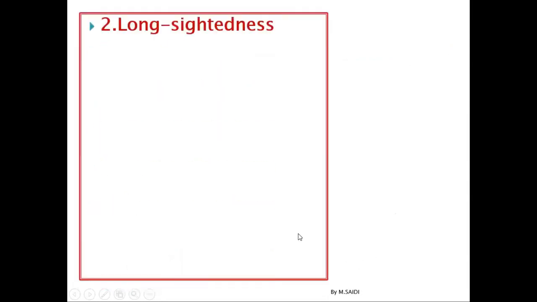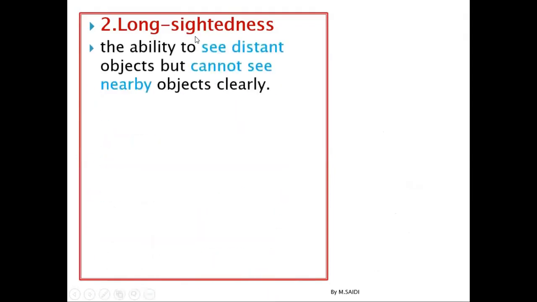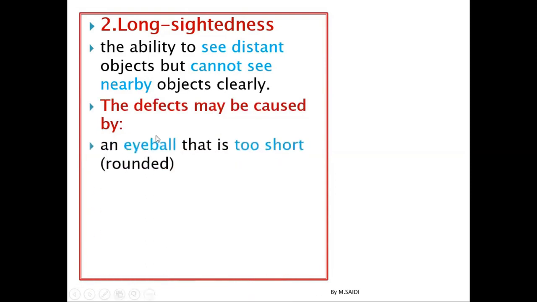Then number two, we have what is called long-sightedness. It means that you can see objects which are far, at long distance, but you can't see objects which are near. It's the ability of the eye to see distant objects, but not nearby objects. The defect may be caused by, number one, the eyeball being too short. It means that the image is going to form behind the retina.